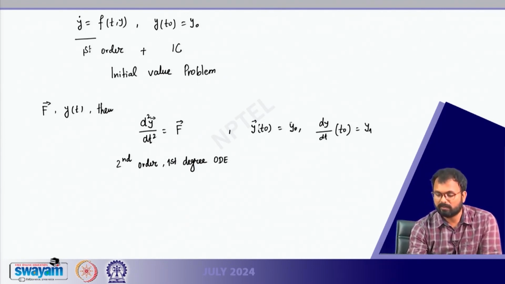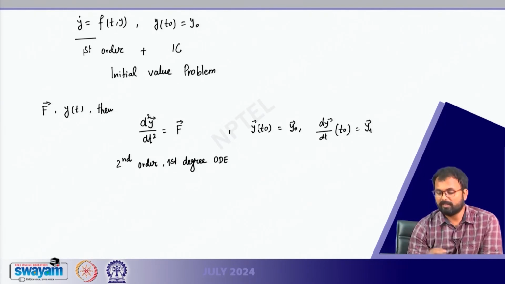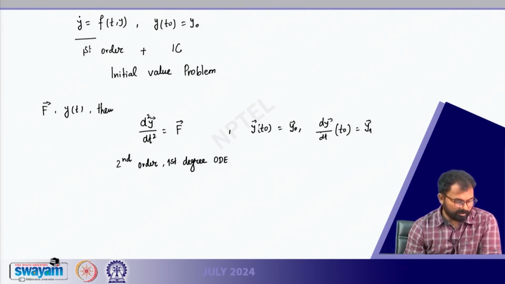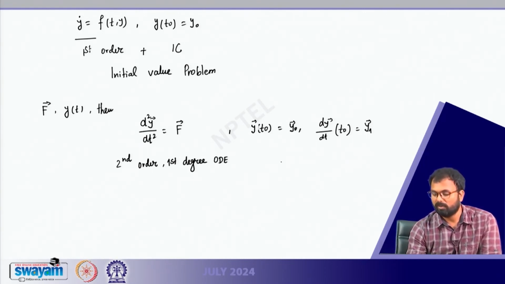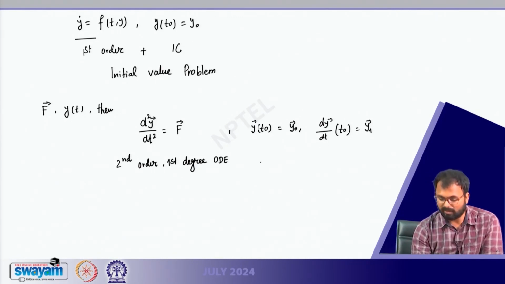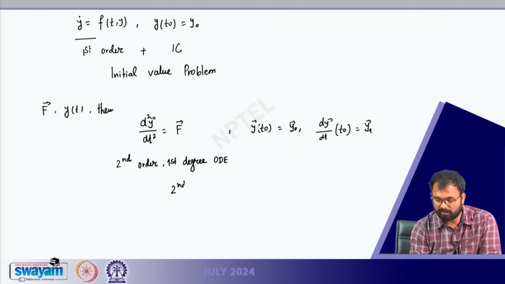So in this case we will be able to determine a unique solution, and since you have here your, let us say, y at t0 and dy/dt also at t0. So this is again some initial conditions. So this is a second order ordinary differential equation plus initial conditions.